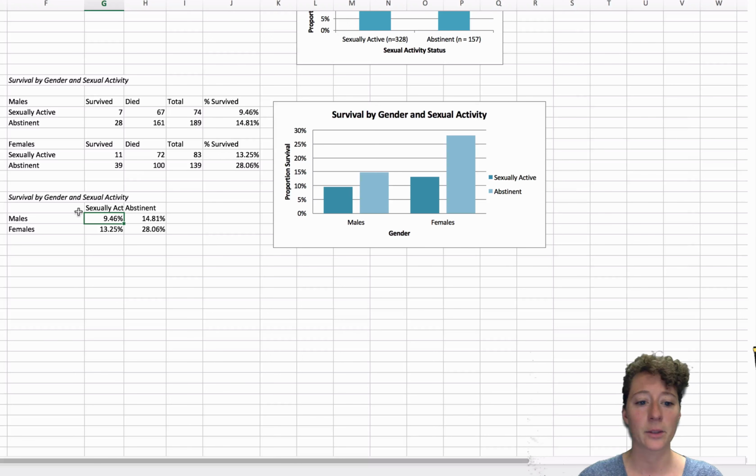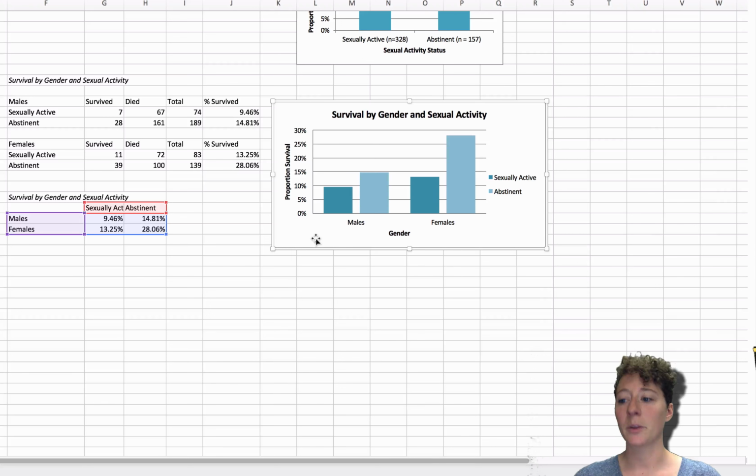These numbers are exactly the same. So males who are sexually active, that's what we have. Males who are sexually active, this one. And these are all the survival rates. So we've made another bar chart. Because we have multiple predictor variables, we have a legend this time. We have one variable, gender, across the x-axis, and each level of gender has both levels of the sexual activity variable. So for the level male, I have sexually active in the dark bar and the abstinent in the light bar.